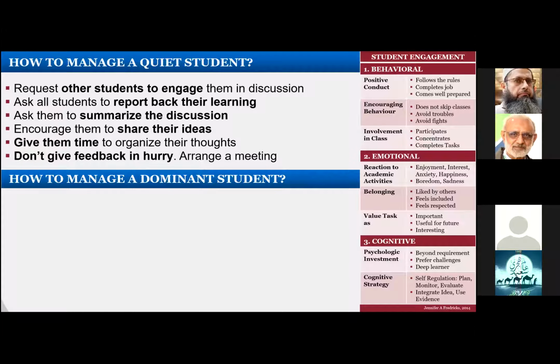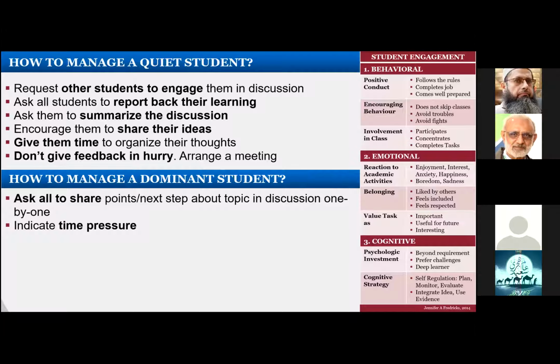How to manage dominant students? The dominant students are usually the good students, so you don't want to dampen their enthusiasm as well. So politely tell them that they all have to share the points. So if there is a topic or concept which is being discussed, everybody chips in to that discussion one by one. Indicate that there is time pressure and the other people are also in the queue to give their input. Engage the chairperson to involve all.